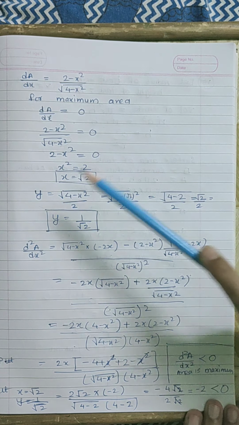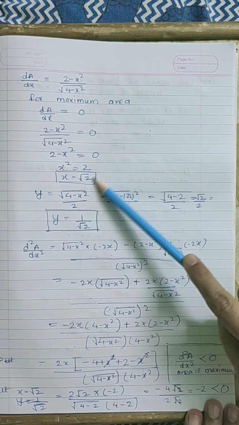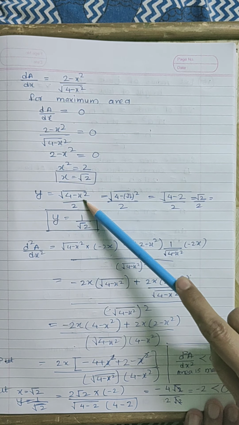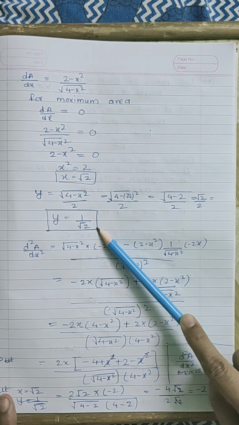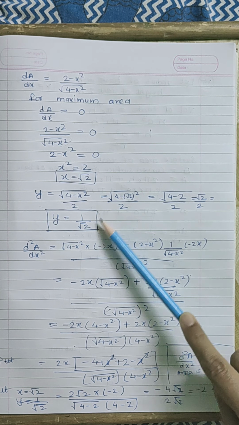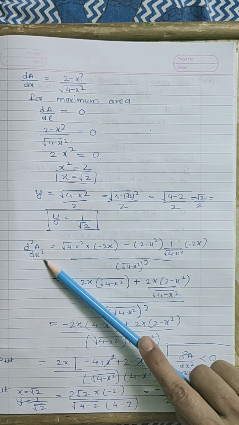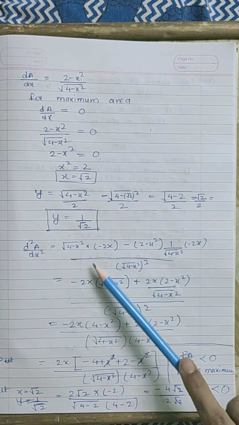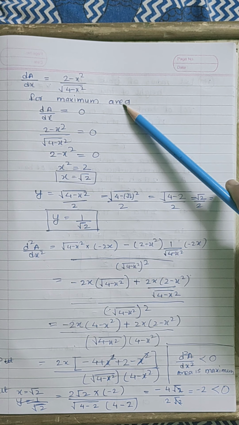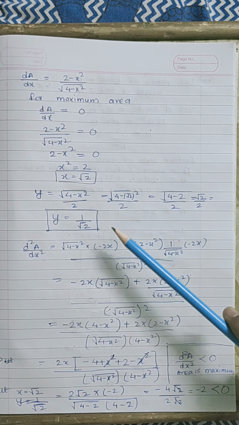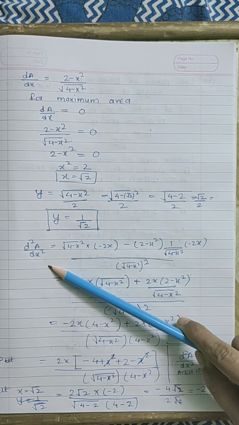Now again we know y is equal to (4 minus root 4 minus x square) upon 2. Substitute x is equal to root 2 in this, you will get the value of y equal to 1 upon root 2. So we got the length and breadth dimensions here. But now we have to see whether it is maximum or not. The condition should be satisfied: for maximum area, the second derivative should be less than 0. So that condition also should be satisfied. So you have to find its second derivative.